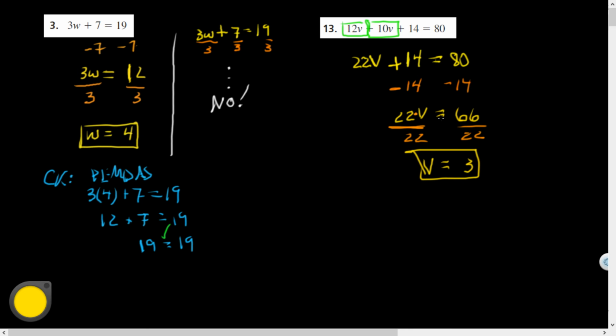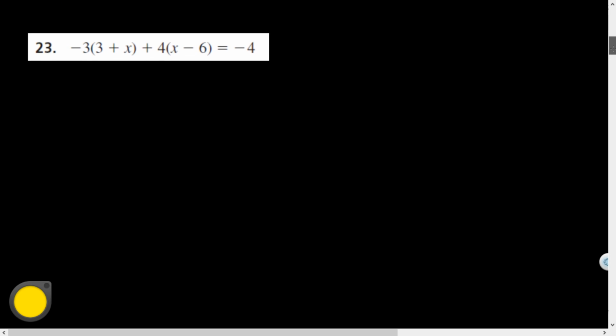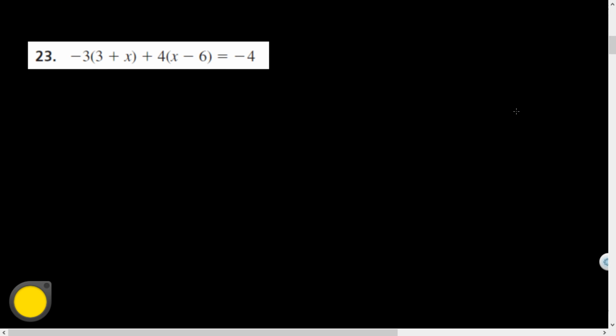All right. If I do a check on this, you would then plug 3 into both of the v's. So I'd have 12 times 3 plus 10 times 3 plus 14. I would PEMDAS that and simplify. I'm not going to do that right now just because my writing tablet is not working well enough. And I want to get to the next example and make sure we have plenty of practice today. So here's crazy boss fight problem. Next in 23. We're going to talk more about these kind today as well.